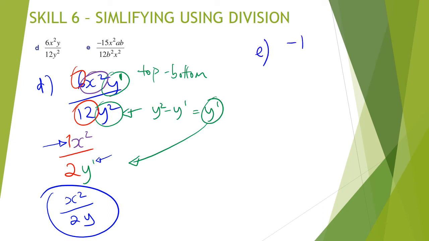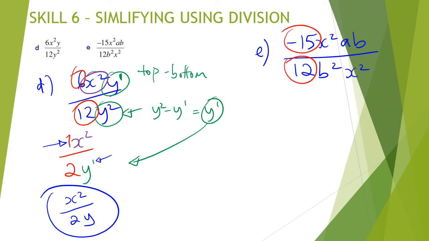With question E, we've got negative 15x squared ab over 12b squared x squared. Let's do the numbers first. We're going to have to simplify. A number that goes into 15 and 12 is 3. So negative 15 divided by 3 is negative 5, and 12 divided by 3 is 4.